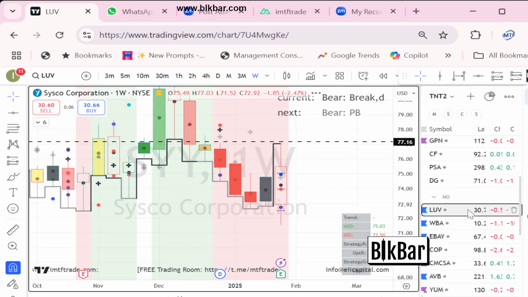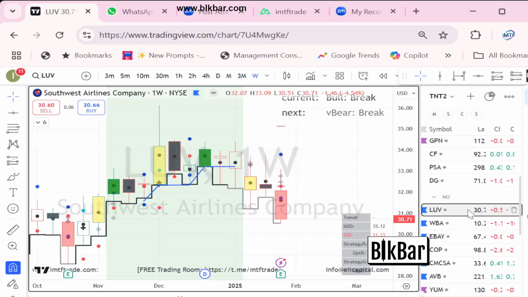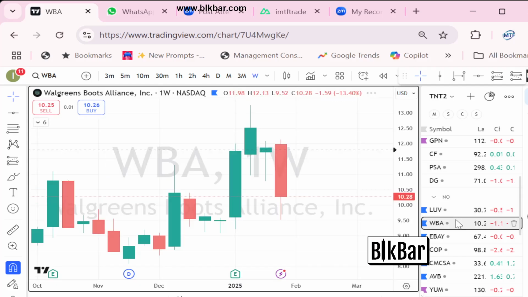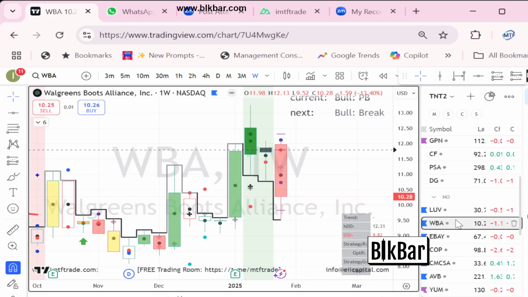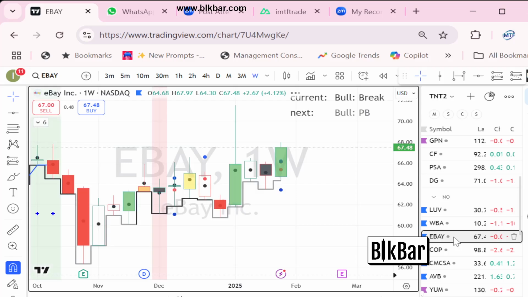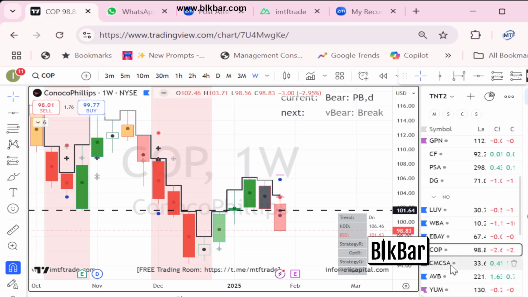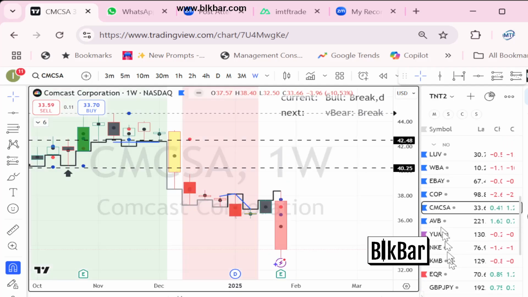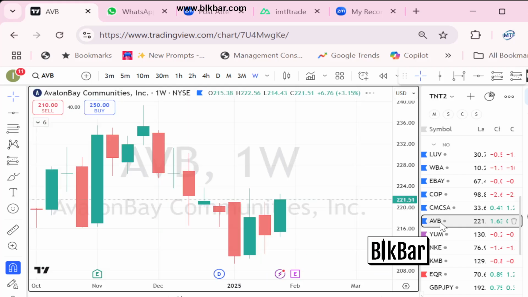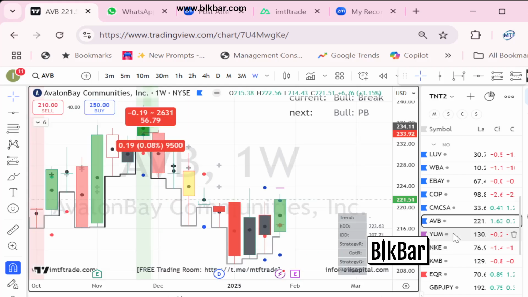Okay. Here are the non-shaded trades. Remember, you got to hit the red dot before you hit the blue. If so, we can enter the trade. There's LOW. This is a great one here. MBA. If I could say it. It dropped huge, and this was a great trade right there. eBay here, it's a trade. COP. Comcast, AVB.